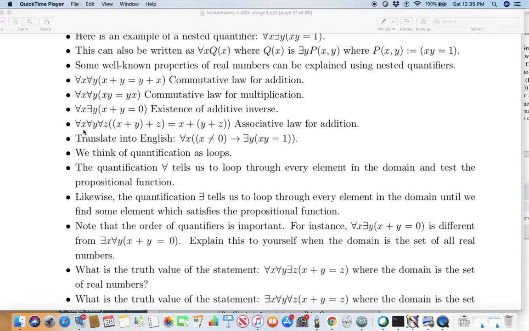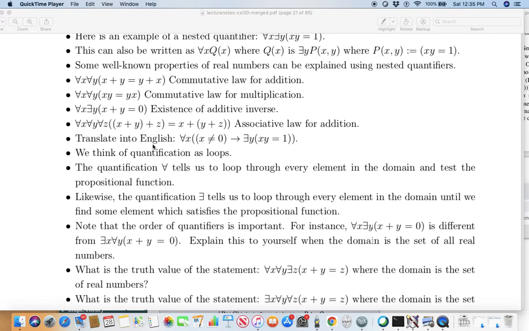For every x, for every y, for every z. So there are 3 quantifiers, right? x plus y first and then add z is the same as x plus the sum of y plus z. Add that first, then add x. This is what we call the associative law for addition.